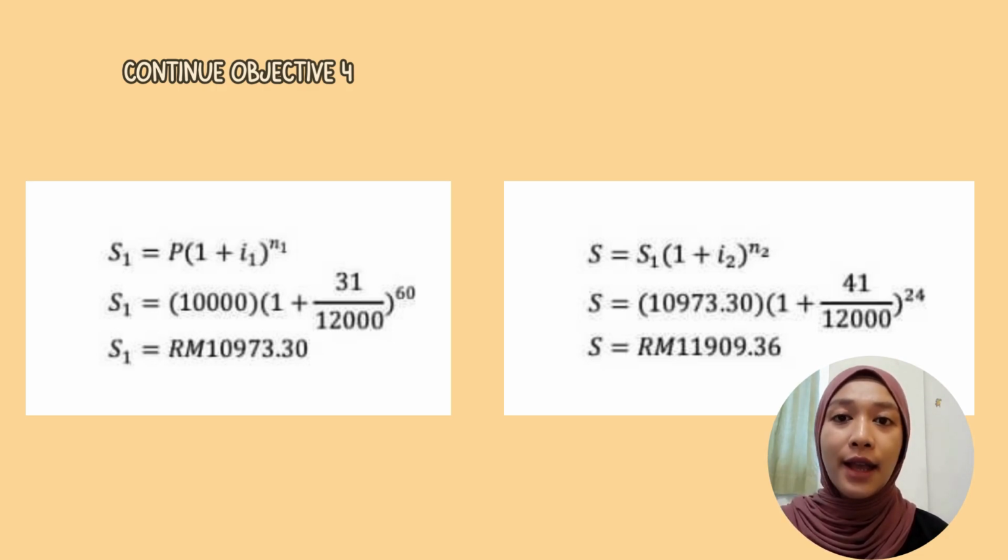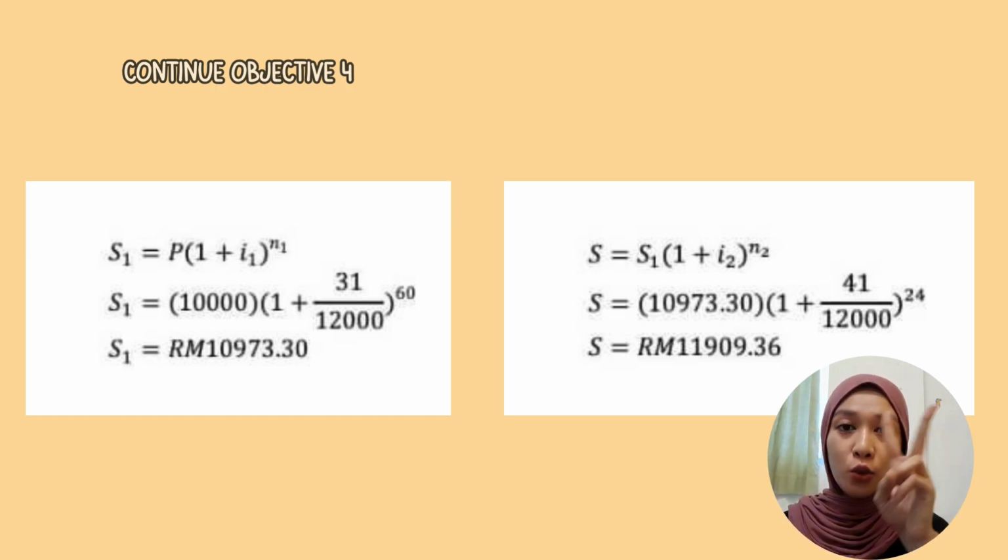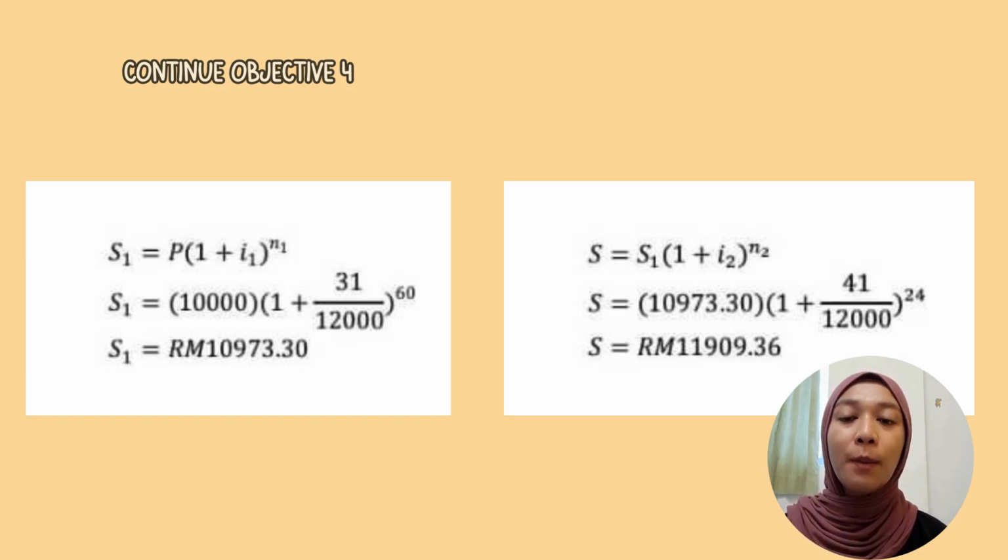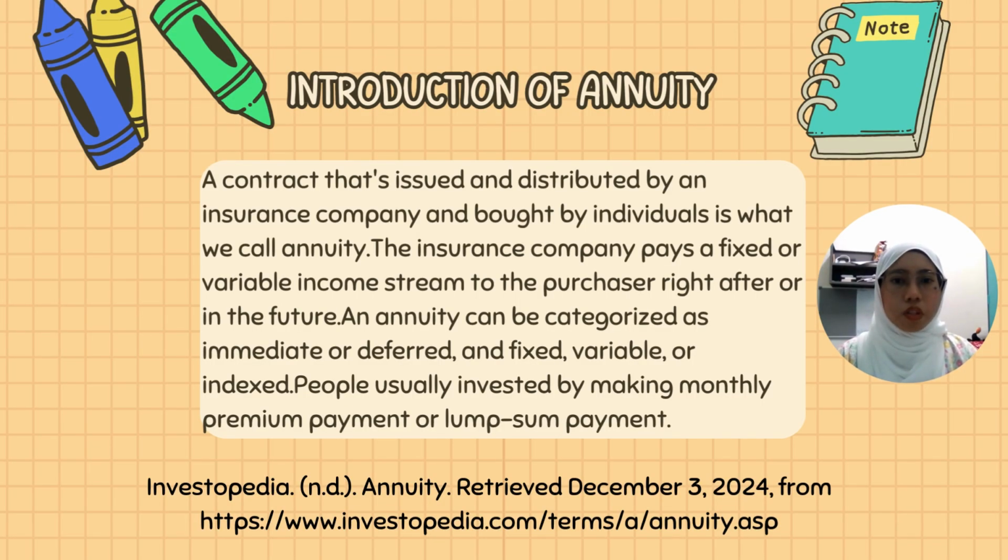Next, we need to find S. The formula to find S is S equal to S1(1 plus i)^N2. So S equal to 10,973.30 times (1 plus 41 divided by 12,000) to the power of 24. The final answer for S is equal to RM11,099.36.